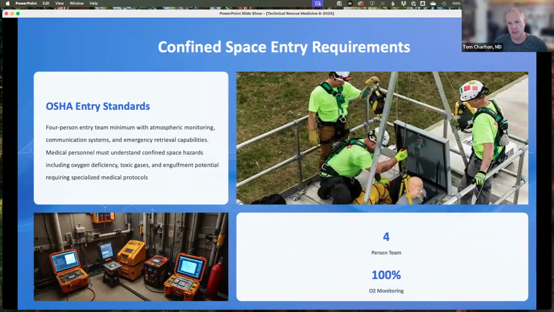There are a bunch of OSHA guidelines and regulations around confined space because of the significant danger associated with them. Typically there's a 4-person entry team that has atmospheric monitoring, adequate communications, and emergency retrieval capabilities, et cetera. And again, we've got to be very, very careful about the types of equipment that we're bringing down into these confined spaces, because of the potential explosive hazards and atmospheric hazards that are there.